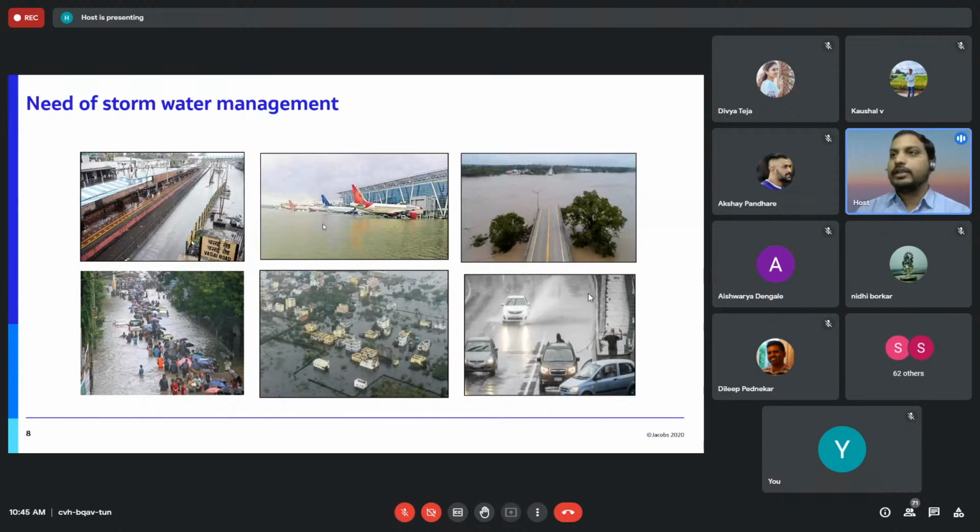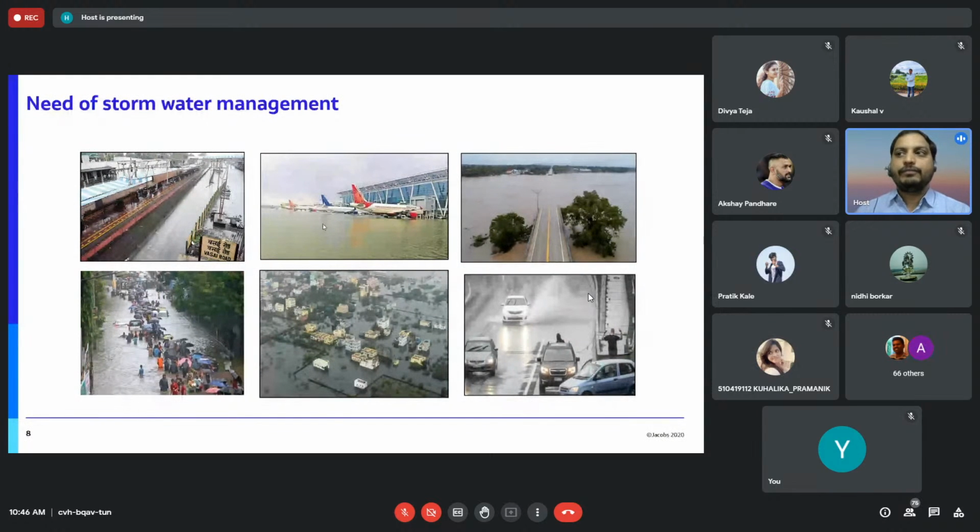lack of stormwater management. The third picture shows a road construction, but there was huge rainfall in the upstream region. So the bridge or the road got flooded, and you cannot travel from one place to another. In the fourth picture, the complete road is flooded in the rainy season. Especially in the Mumbai region or the Chennai region, most of the cities are flooded in the rainy season.